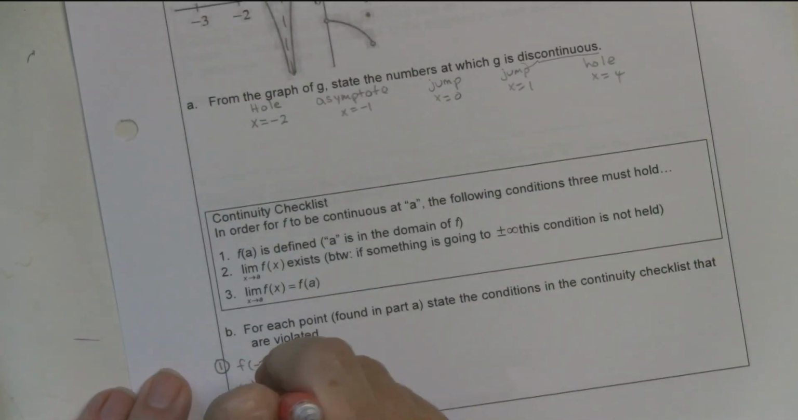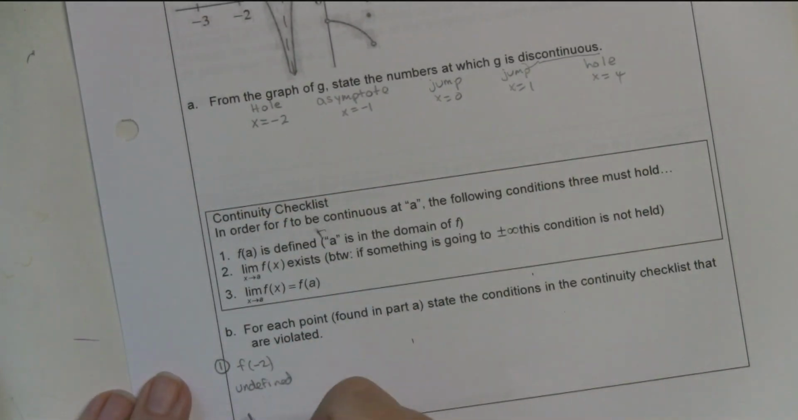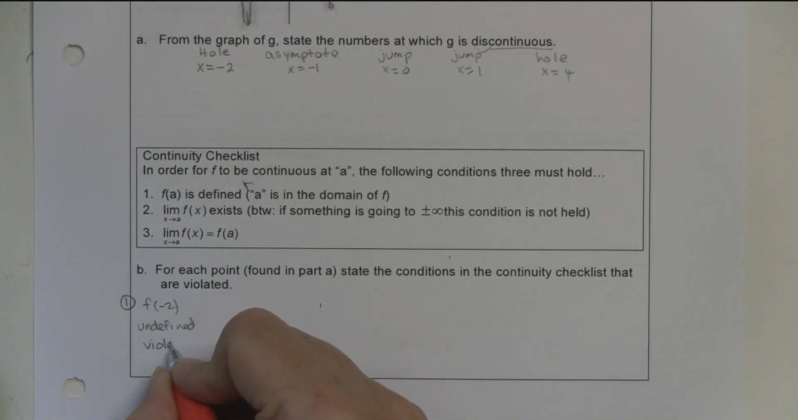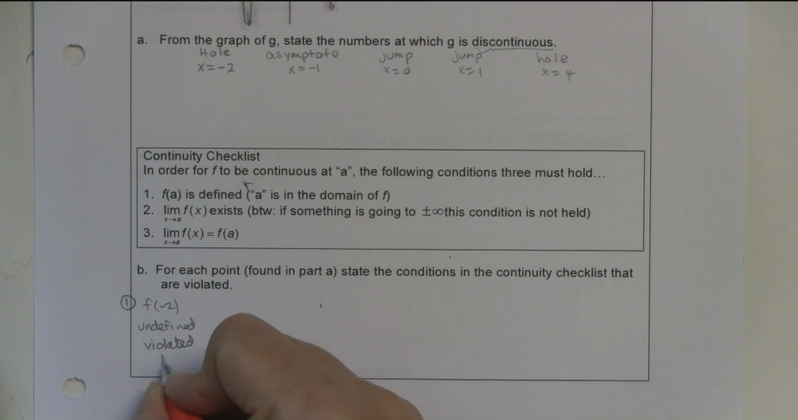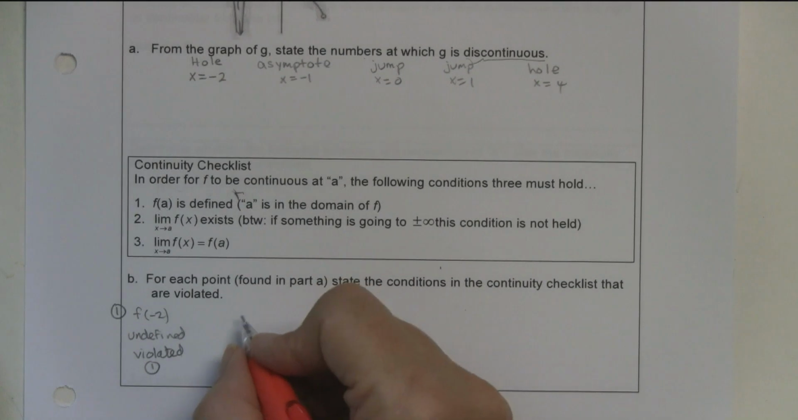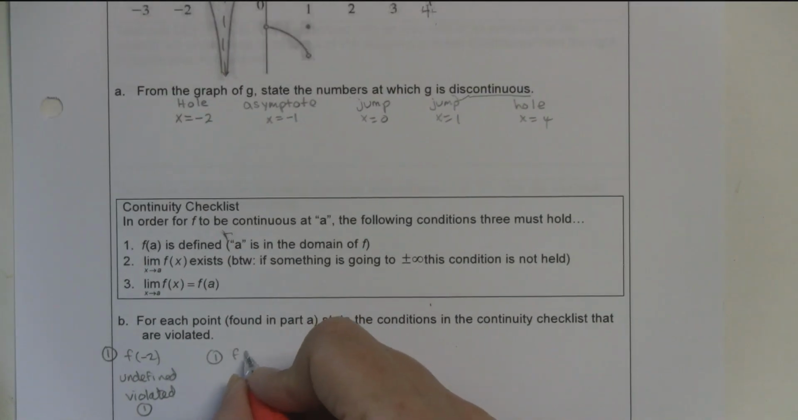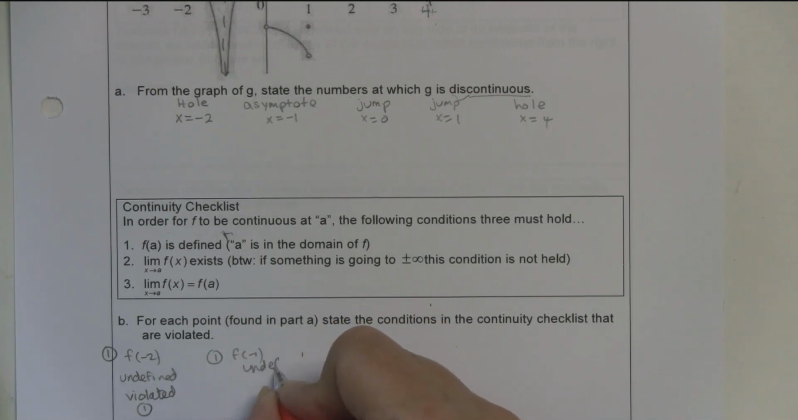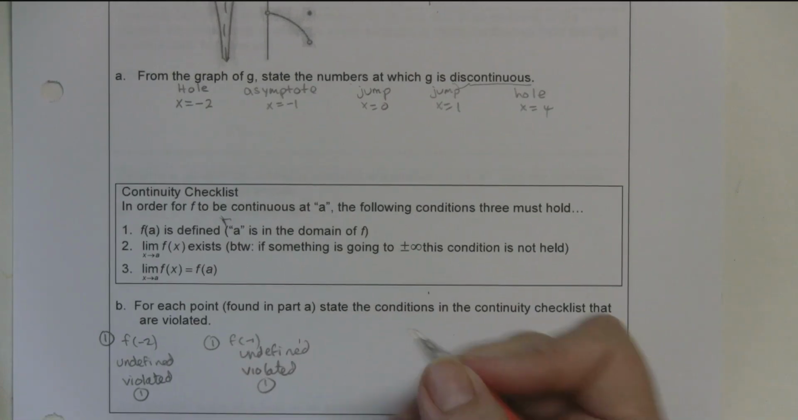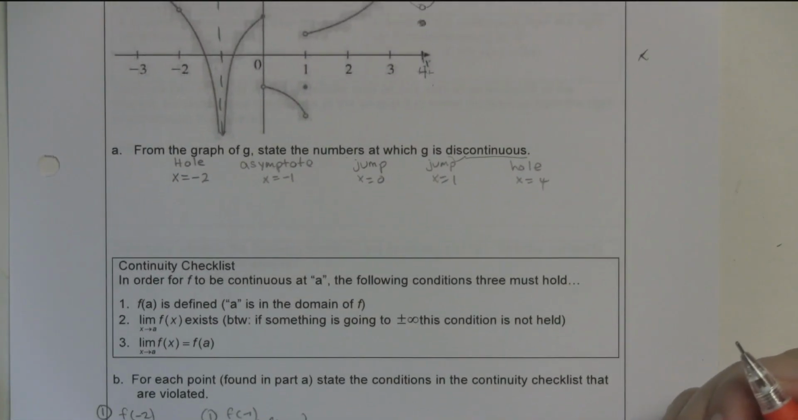So it violated 1. Now it might violate other things as well, but it violated the first condition. And then the next one at that asymptote, well, f at, what was it, -1, is also undefined. So it violated also 1 of the continuity checklist, that f of a is defined.